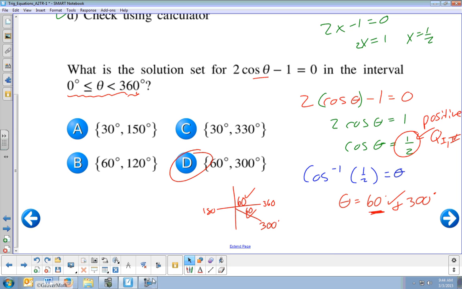Okay, let's try one more example. How are we doing on clock? 8 minutes. We got time for one more.